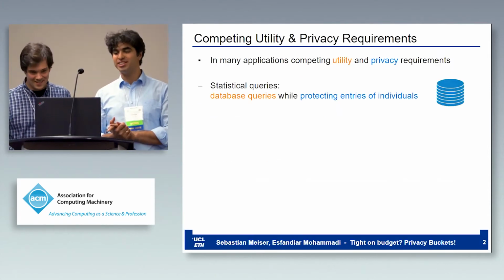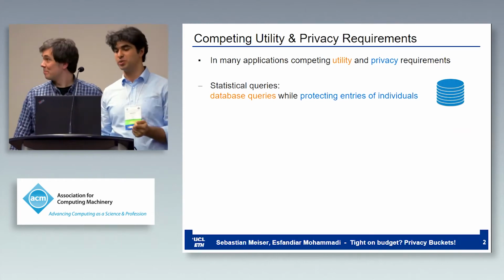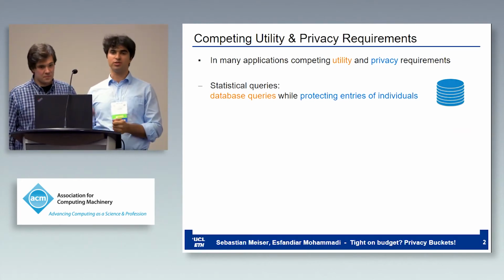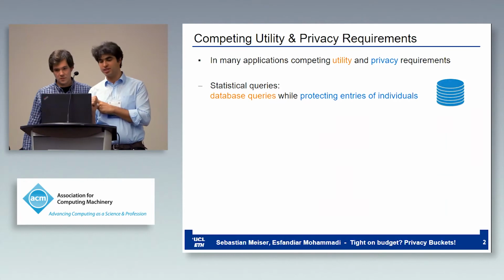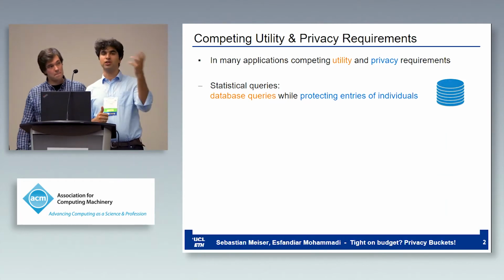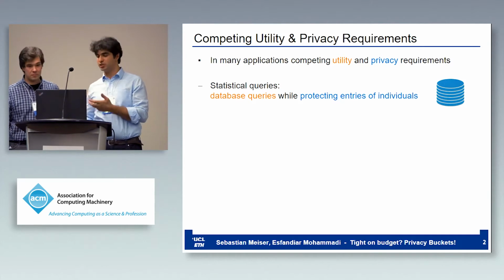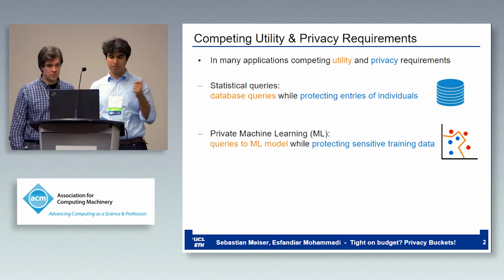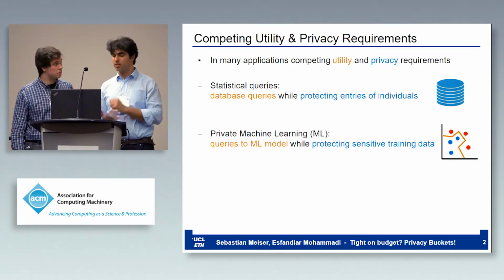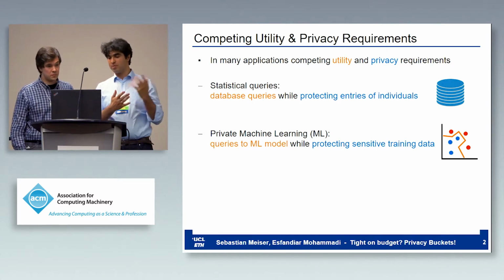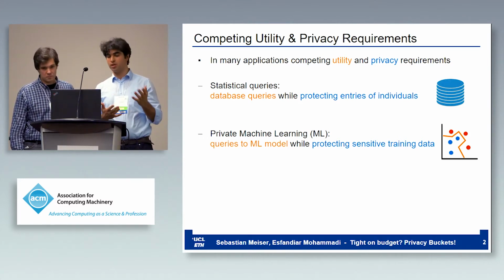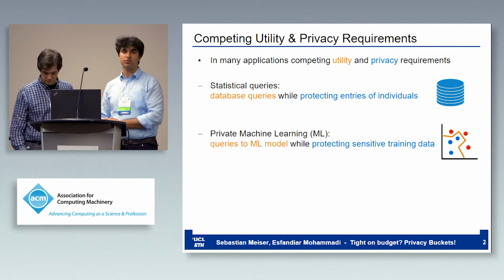In many applications, you have competing utility and privacy requirements, as we have seen. Let me give you two examples. Statistical queries: you want an accurate query, that's the utility requirement, and you want to protect the entries of individuals. You might also have private machine learning, where you have queries to a black box model. You want these queries to be accurate on one side, and you want to protect sensitive training data on the other side.